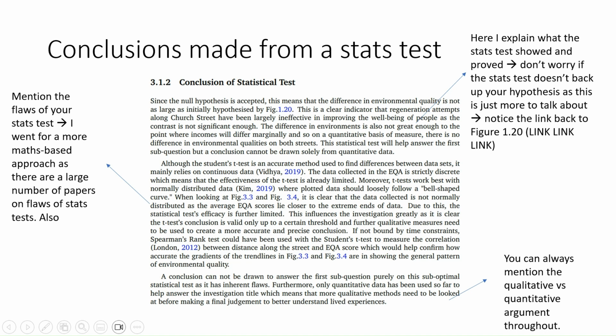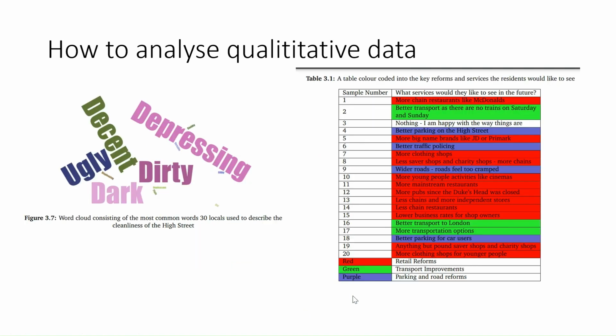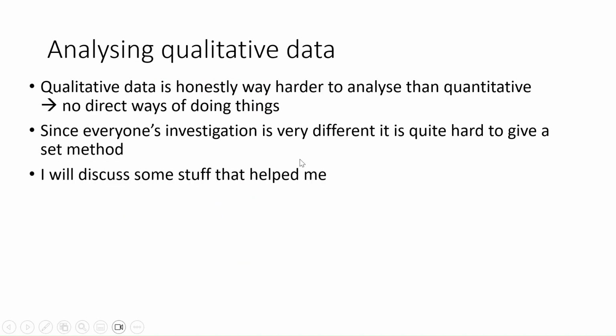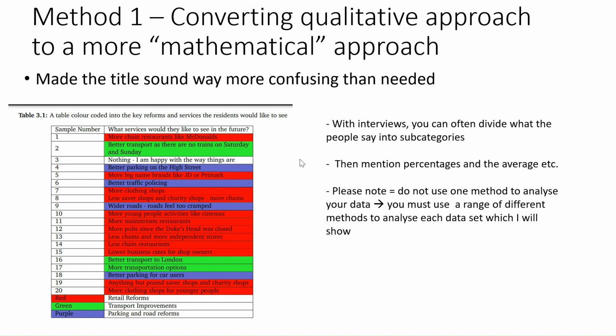So before making a final judgment, I need more qualitative methods. Talk about that. And we're going to move on to qualitative data and how to analyze it. Here are two examples. As I said before, analyzing qualitative data is harder than quantitative, but I'll discuss some things that helped me, and there are no direct ways of doing things. So here's one method I use to analyze qualitative data.